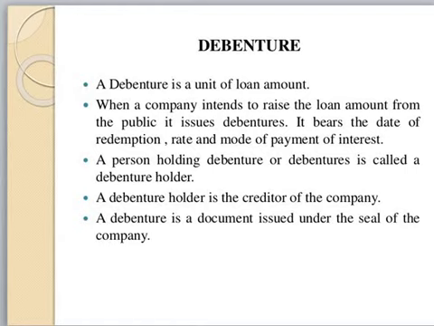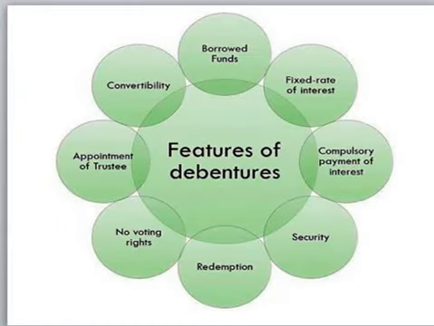Now we can go through certain features of debentures. We know that debenture means borrowed funds, so the company is borrowing funds from the public. Then a fixed rate of interest will be there. Interest should be paid compulsorily, and there will be no discount. It should be paid compulsorily. Then the debenture acts as a security, that is, the debenture holder has security to get repayment.